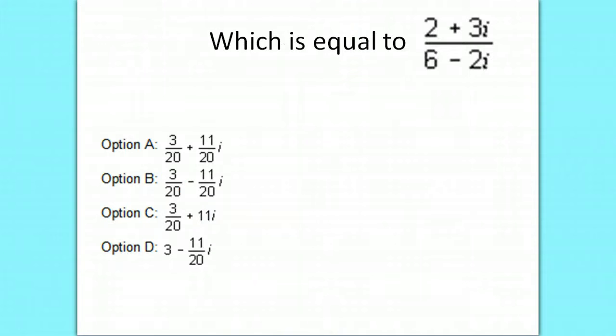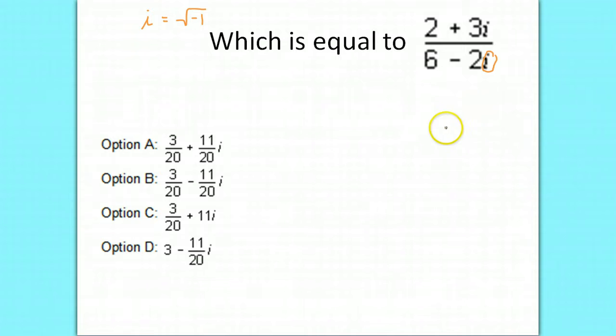Okay, last question says, which is equal to (2 + 3i) over (6 − 2i)? Well, the problem is that you have an i in the denominator. And the reason that's bad is because, remember, i is really the square root of −1, and one rule in math is that you cannot have square roots or radical signs in the denominator.